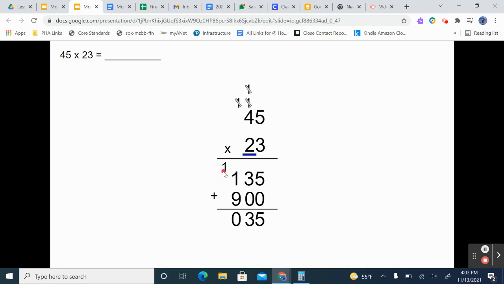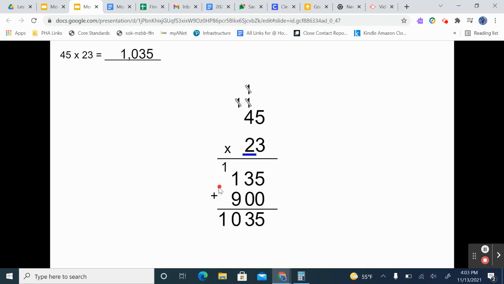Notice we're putting the 1 when we regroup above the two products that we got. We're not putting it all the way at the top. So when we're adding, we put it right above the numbers that we're adding. Finally, we're going to add 1,000 plus nothing, which is 1,000. So our answer is 1,035.